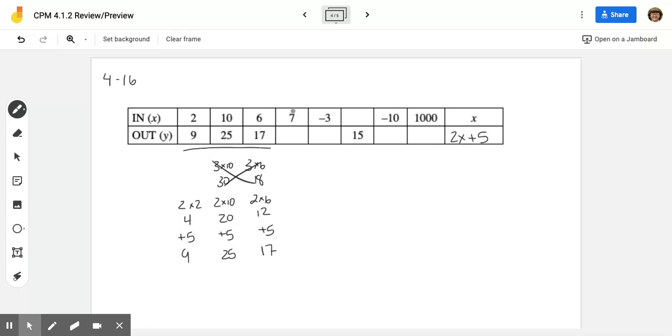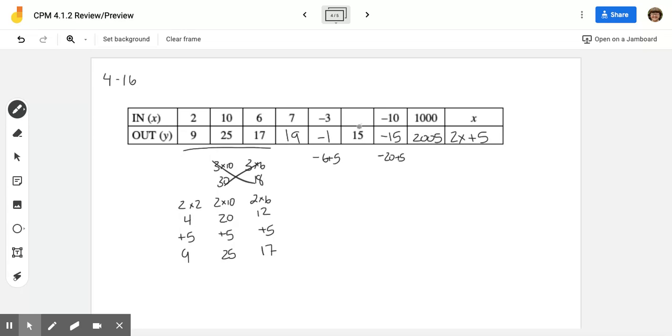So 2 times 7 is 14, plus 5 would be 19. Let's get a little tricky. 2 times negative 3 is negative 6. So negative 6 plus 5, that would be negative 1. Let's skip that one for now. Let's do negative 10. This would be negative 20 plus 5, which would be negative 15. And this would be 2,000 plus 5.